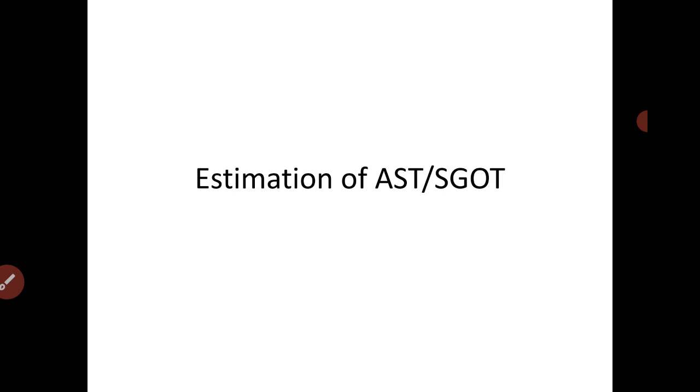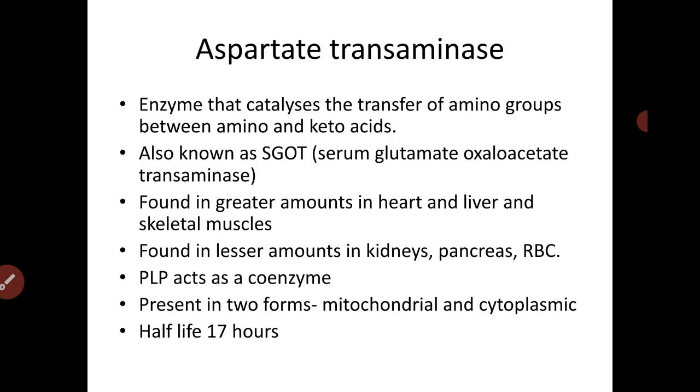Now with this knowledge about the estimation of enzymes, we'll go into the actual topic, which is estimation of AST. AST is an enzyme. It is aspartate transaminase, or the other name for AST is SGOT, serum glutamate oxaloacetate transferase. AST is an enzyme which catalyzes the transfer of amino group from an amino acid to an alpha keto acid, so that one amino acid is converted into an alpha keto acid, and the alpha keto acid is converted into another amino acid.